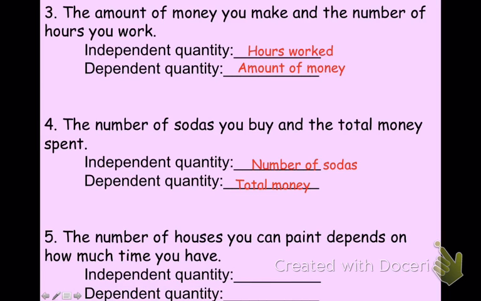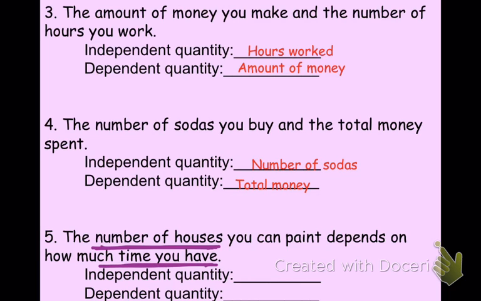And our last one, we have the number of houses you can paint, which depends on how much time you have. So we're painting houses, whether we paint one house, two houses, three houses. And then our second quantity is the time you have.